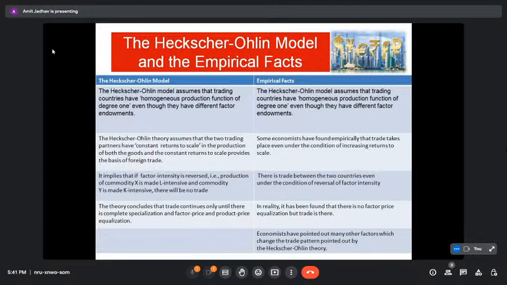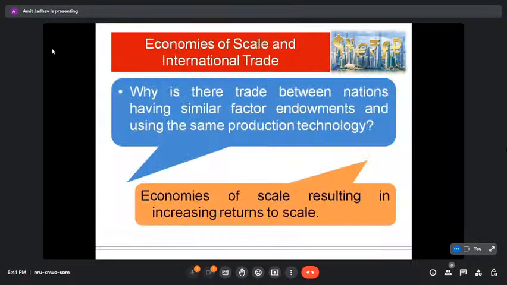So countries have to make complete factor equalization, that specialization, and at that time they have the equalization between the factor price and the product price between these countries. So these are some facts we can see with the Heckscher-Ohlin theory and empirical fact. So basically, we have to think about beyond the Heckscher-Ohlin theory: economies of scale and international trade.